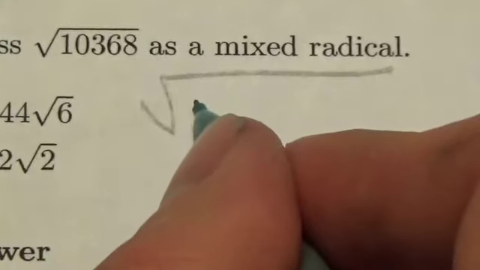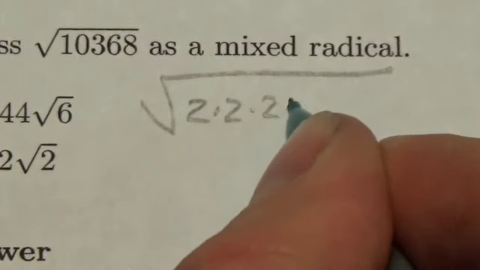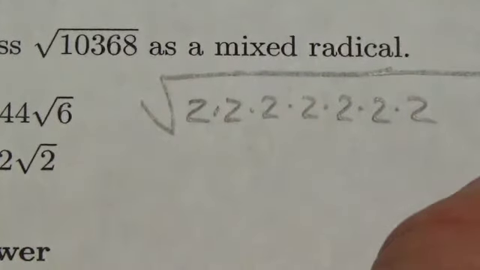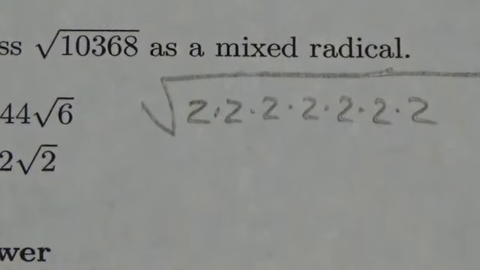Seventh 2. And now I've got a number here that's not divisible by 2. So I know that there has got to be 7 2s in here. Okay, so 2 times 2 times 2 times 2 times 2 times 2, 1, 2, 3, 4, 5, 6, one more 2. Now, you don't have to write it out like this, but I just think it helps me a little bit.